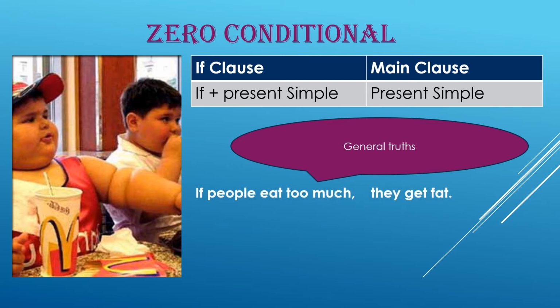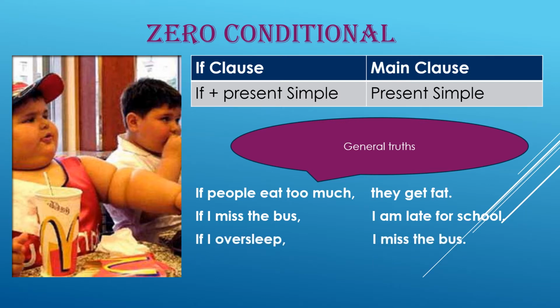If people eat too much, they get fat. In the first clause, it is in the simple present tense and also the main clause is in the simple present tense. Another example, if I miss the bus, I'm late for school. If I oversleep, I miss the bus. If babies are hungry, they cry. We all know that, don't we?